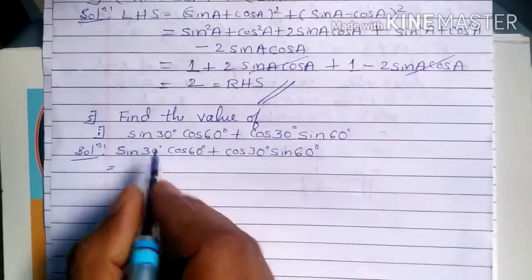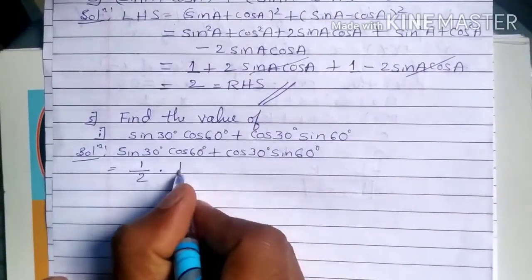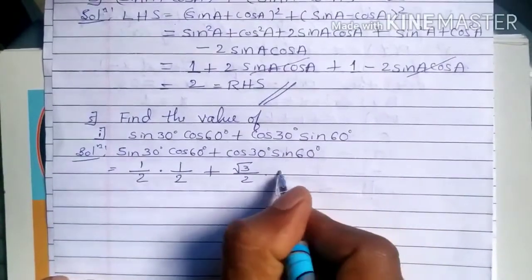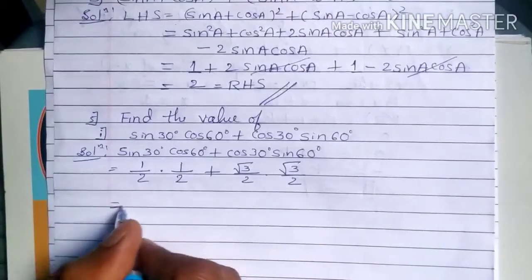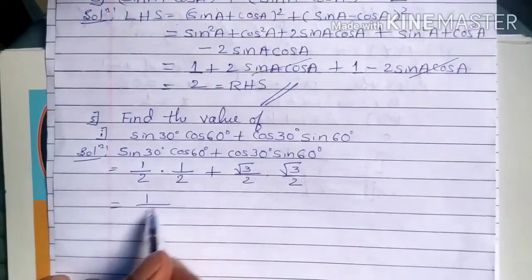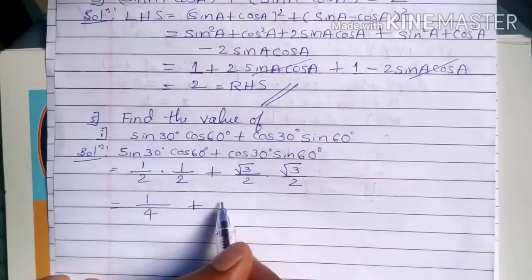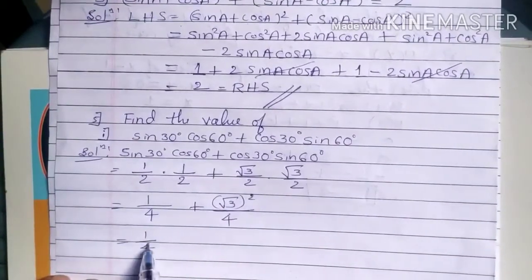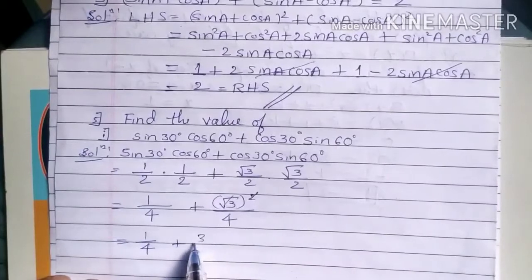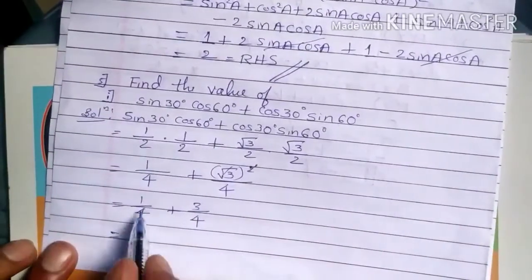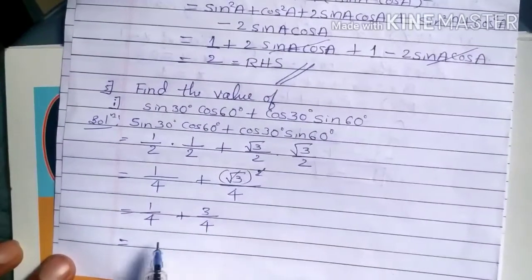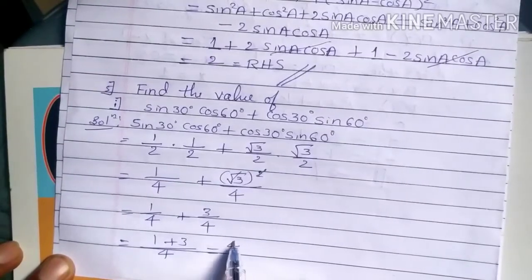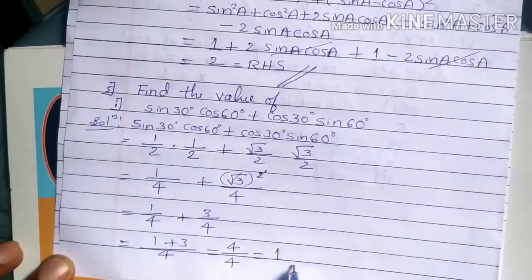Sin 30 degree is equal to 1 by 2, cos 60 degree is equal to 1 by 2, plus cos 30 degree is equal to root 3 by 2, sin 60 degree is equal to root 3 by 2. So 1 into 1 is 1, 2 into 2 is 4, plus root 3 into root 3, root 3 square, 2 into 2 is 4. That is equal to 1 by 4 plus 3 by 4, as the square and square root cancel. Denominators are equal, so 1 plus 3 is 4, divided by 4, that is equal to 1. So 1 is the answer.